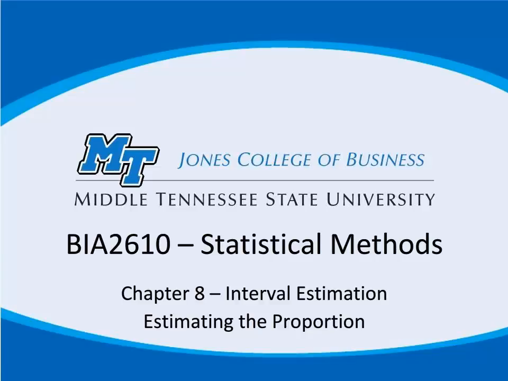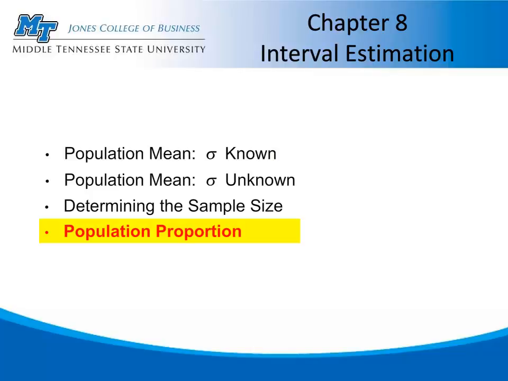Welcome to the third and final video of Chapter 8. Here we're going to estimate the population proportion. Now the first two videos in Chapter 8, we estimated the mean where sigma was known. Then we estimated the mean where we did not know sigma, where we used Student's t-distribution. But here we're going to estimate the population proportion when you have categorical data, when you don't have that quantitative data. Ordinarily you're going to look at some form of the proportion.